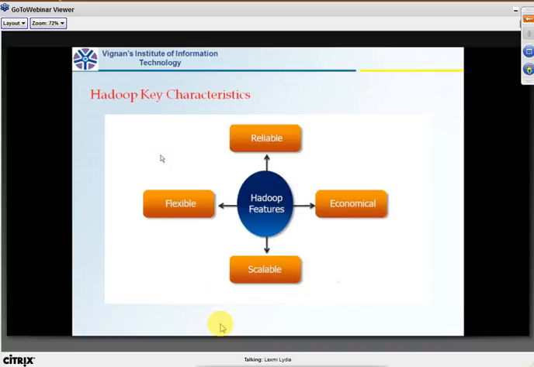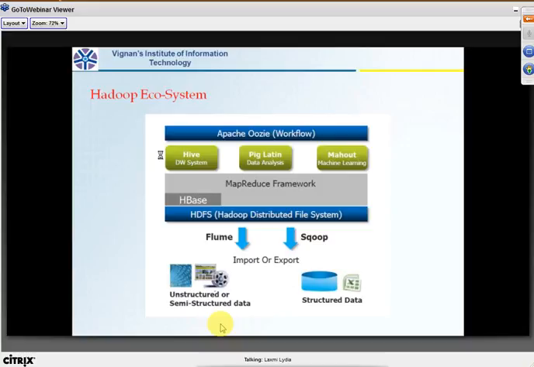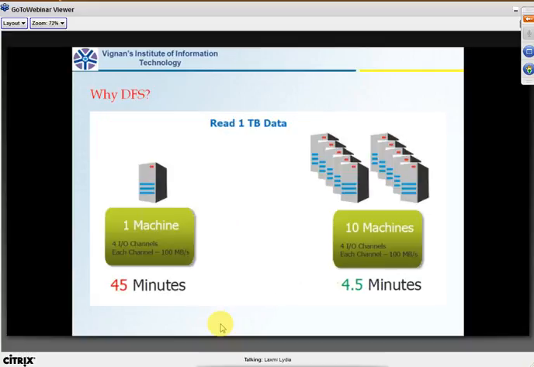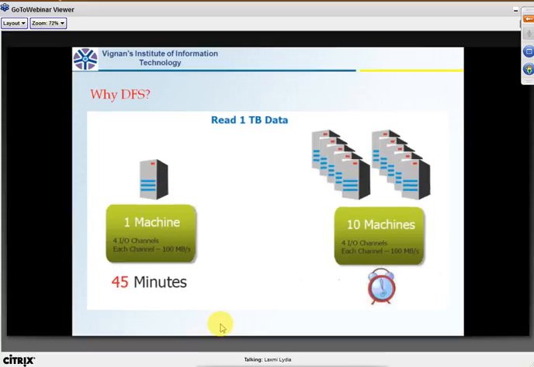So we are going to go back to the previous slide. Hadoop is working on DFS. What is a DFS? DFS is nothing but a distributed file system. The DFS which is working in Hadoop is HDFS, that is called the Hadoop Distributed File System.